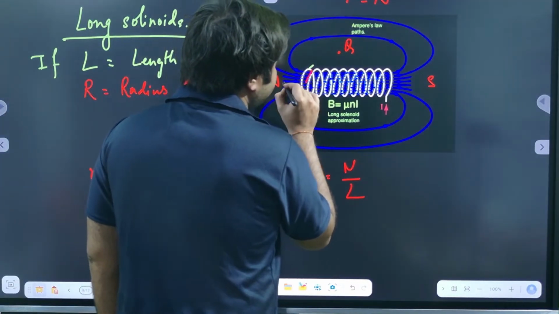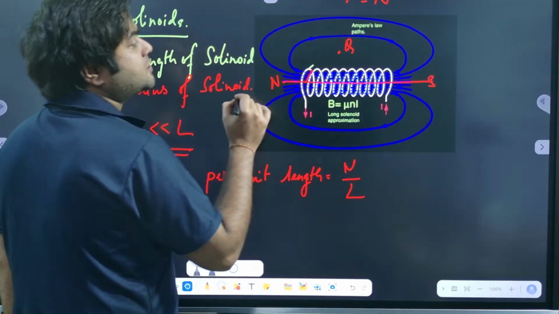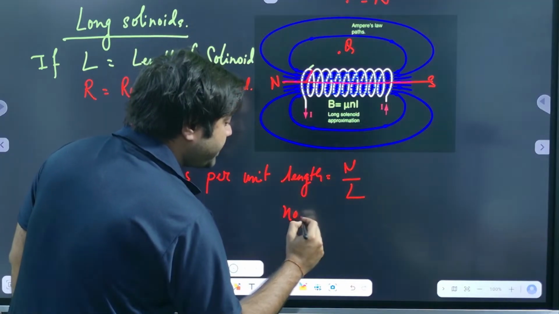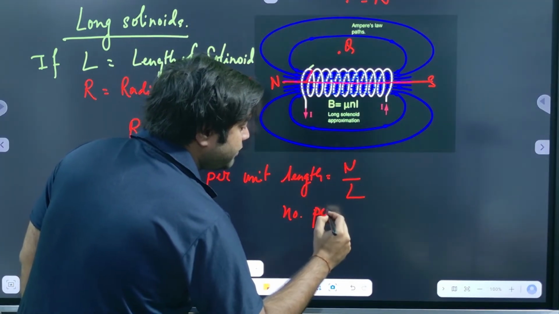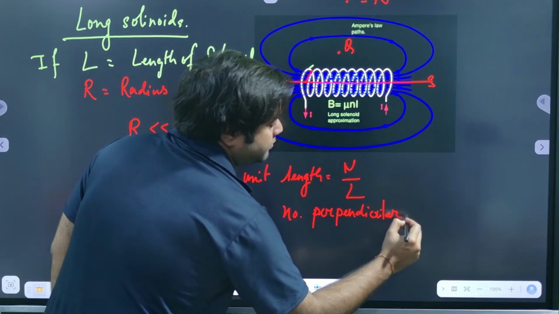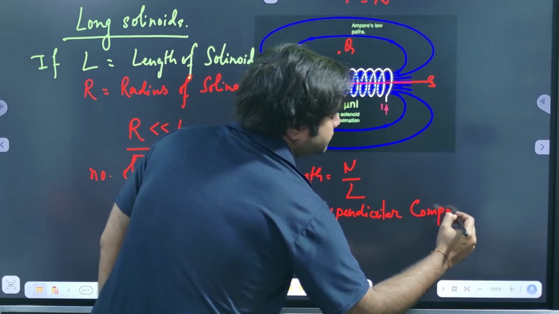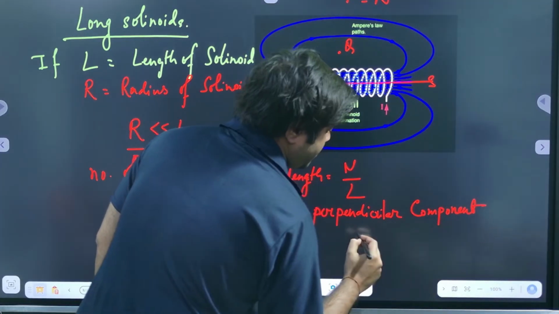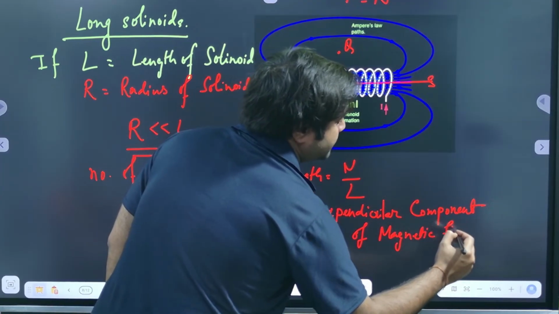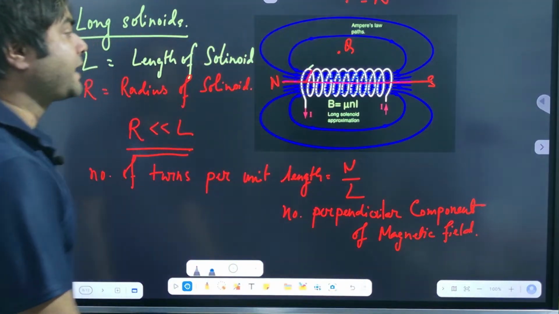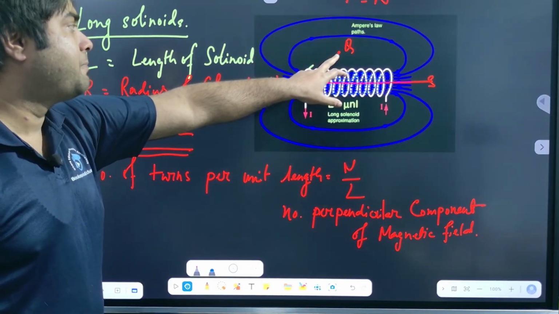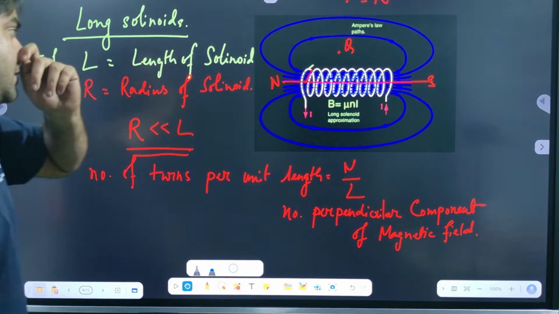If I consider this is the axis of the solenoid, so there will be no perpendicular component of magnetic field, and due to this reason we will not get any kind of magnetic field over here, over this exterior point.